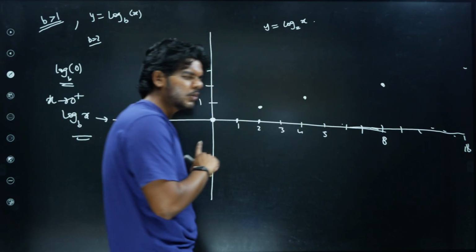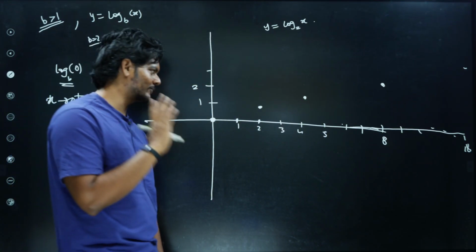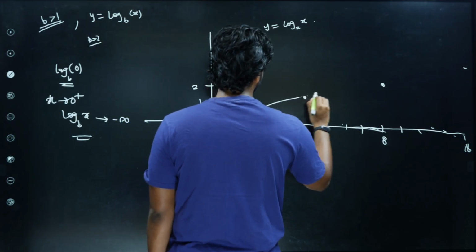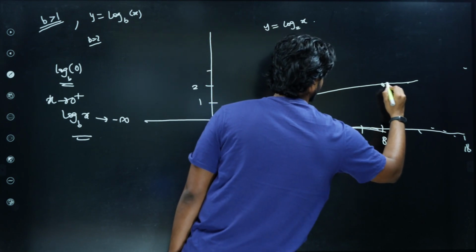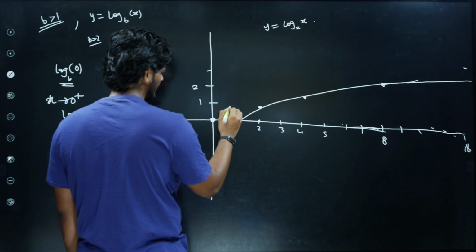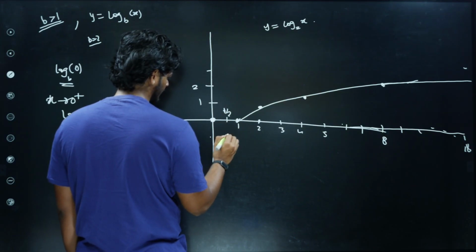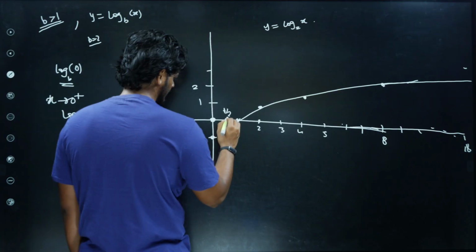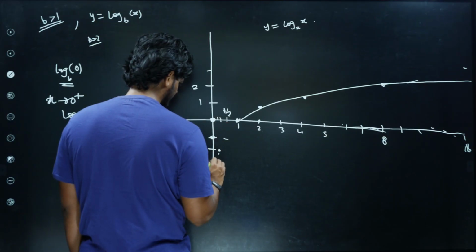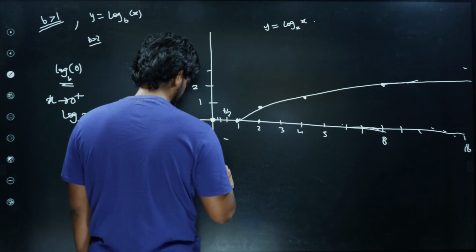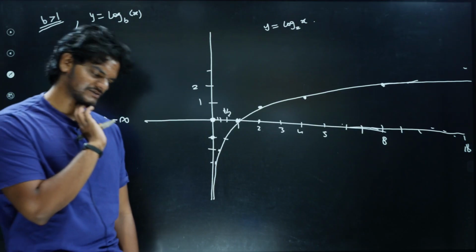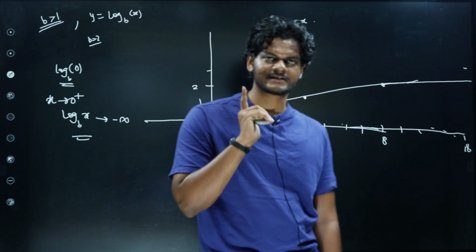So you see how slowly it is growing, very slowly, right? And from here it will keep on going slowly like that. And here at 1 by 2 it will be minus 1, at 1 by 4 it will be minus 2, at 1 by 8 it will be minus 3. Something like this it will connect. This is the graph of the logarithmic function for base greater than 1.